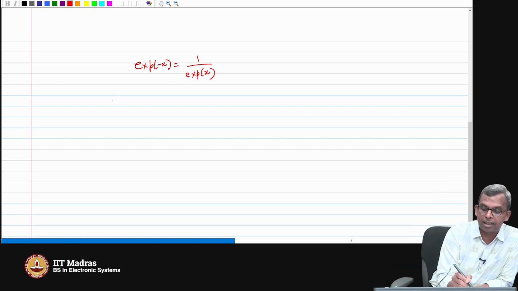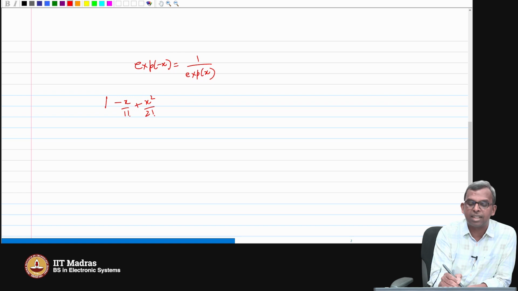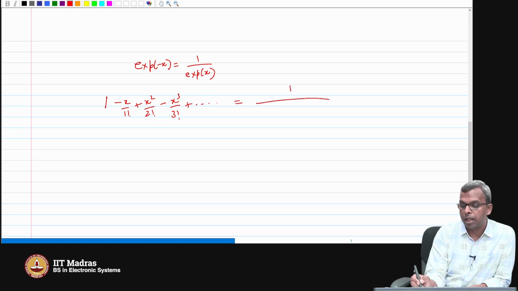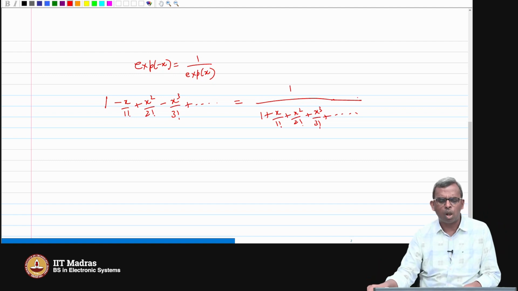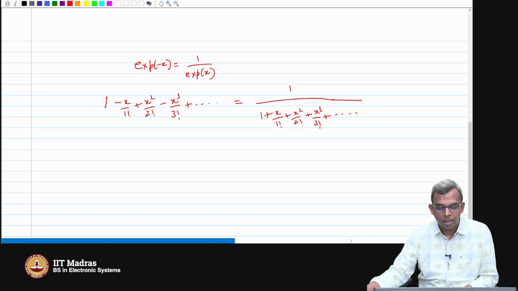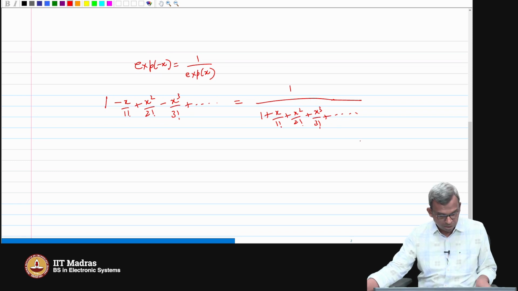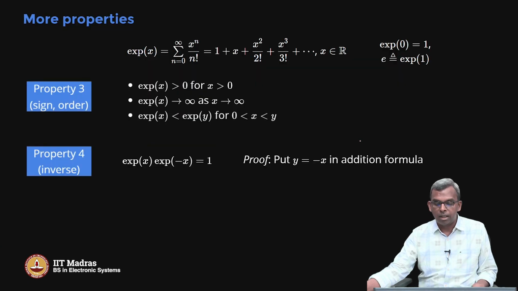So, what is exp of minus x? It is 1 minus x by 1 factorial plus x squared by 2 factorial. How do I get plus here instead of minus? Because it is x squared, so it becomes positive. Minus x cubed by 3 factorial plus, and so on. This is equal to 1 by 1 plus x by 1 factorial plus x squared by 2 factorial plus so on. So, these things are not at all obvious. Unless you prove these things, it is not at all clear that this series is 1 by this series. So, it is like a multiplicative inverse property. That is why I call it inverse function.